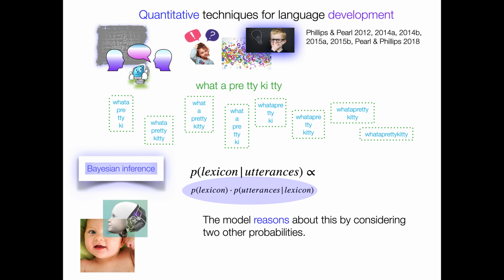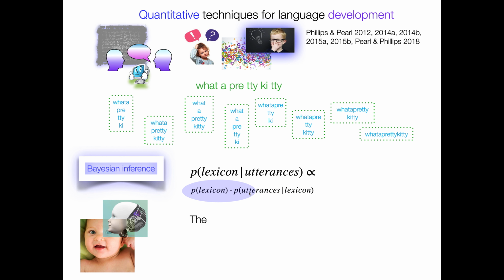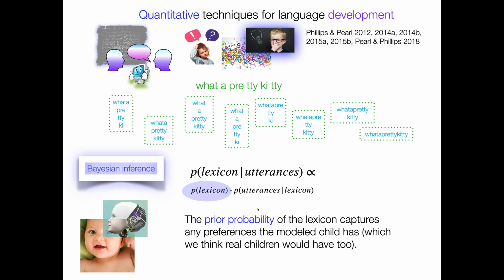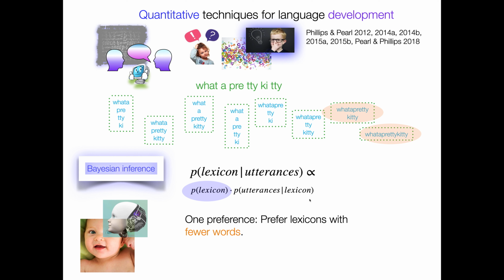And this is going to depend on two other probabilities. So the model reasons about this probability that it wants by considering these two. The first one is the prior probability of the lexicon. This captures any preferences that the model child has that we think real children would have too. Just like, what kind of lexicons are you looking for? What are the properties of these lexicons? For example, one preference might be to prefer lexicons that have fewer words. So in this collection right here, these actually only have 2 or even 1 word. Will definitely have fewer words. That might be a nice property for a lexicon to have.